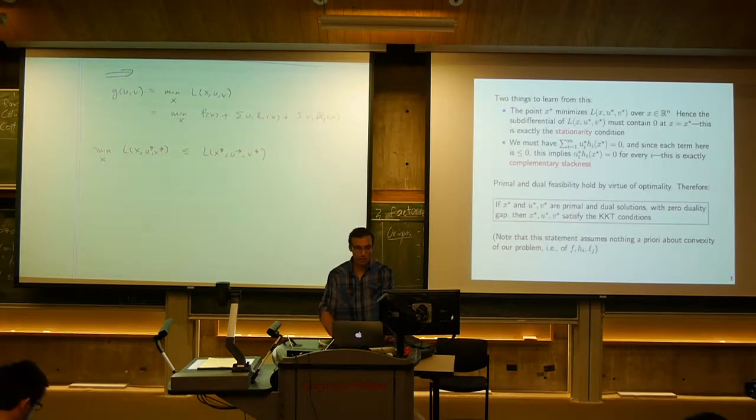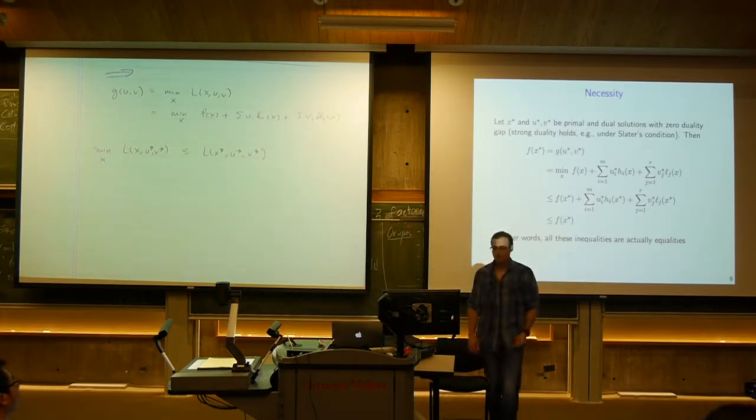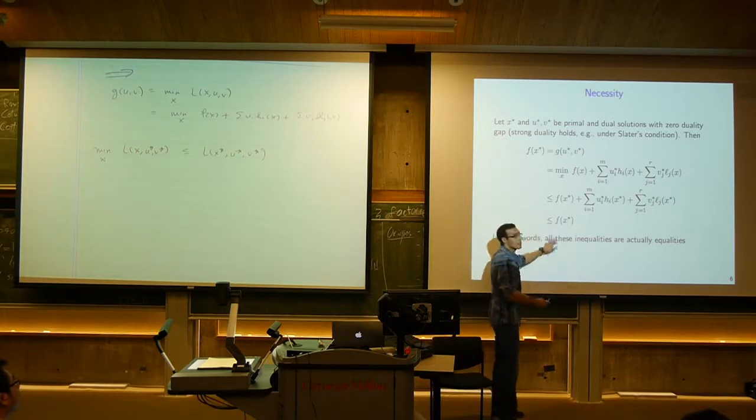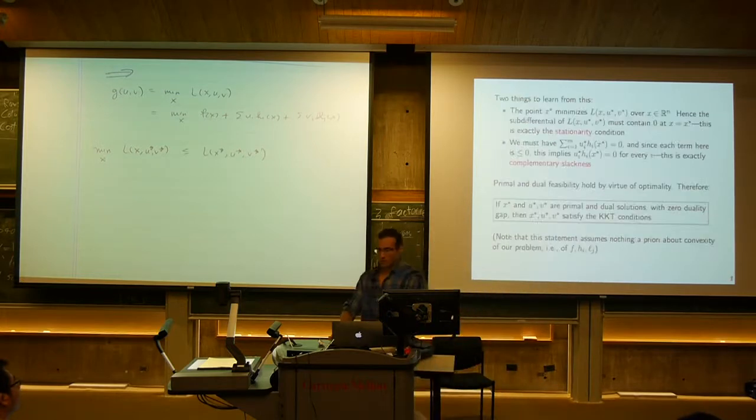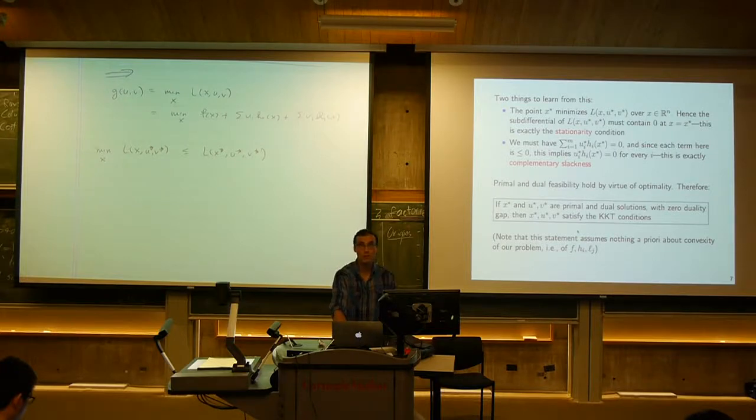If we have solutions, they must be primal and dual feasible. So to wrap up, this is just what I said out loud. The first inequality implies complementary slackness. This other inequality implies stationarity. Primal and dual feasibility hold by the fact we have optimal solutions. So what we've just shown is that if you have primal and dual solutions with zero duality gap, then this triplet, x star, u star, v star, must satisfy the KKT conditions. In other words, we've shown necessity of the KKT conditions under strong duality.